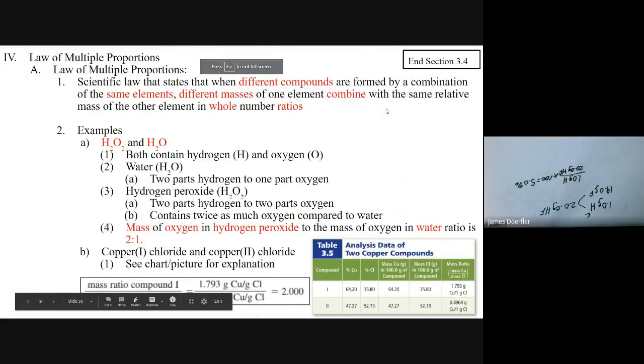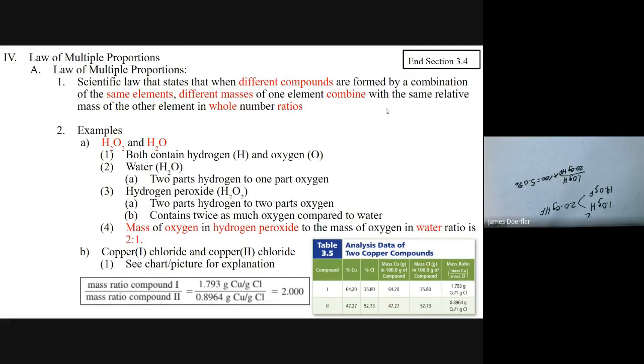So our last slide deals with the law of multiple proportions. The law of multiple proportions states that when different compounds are formed by a combination of the same elements, different masses of one element combine with the same relative mass of the other element in whole number ratios.